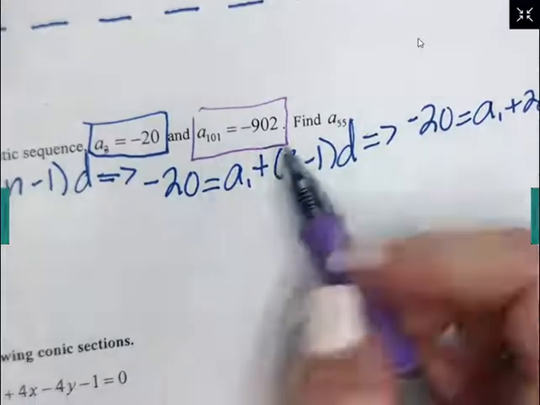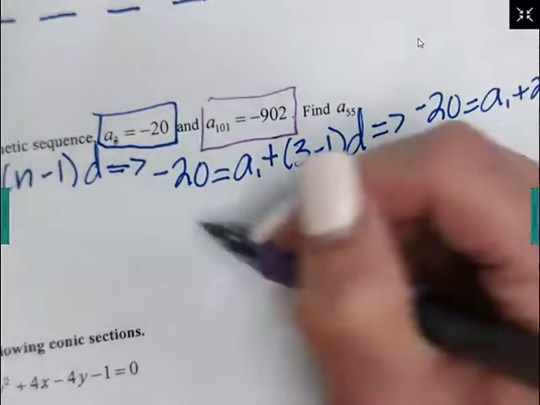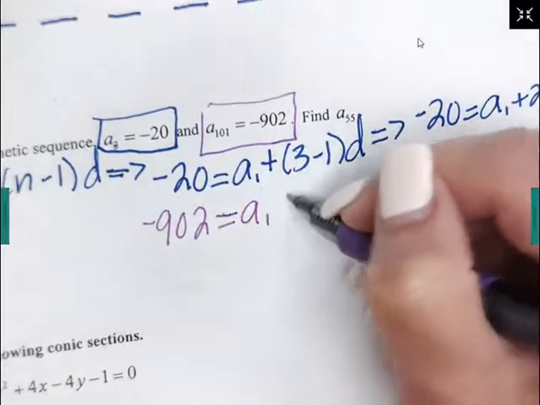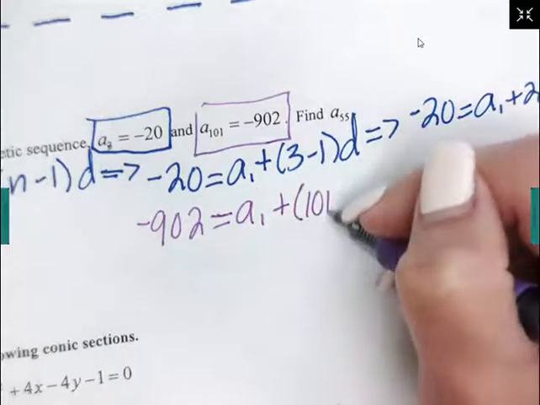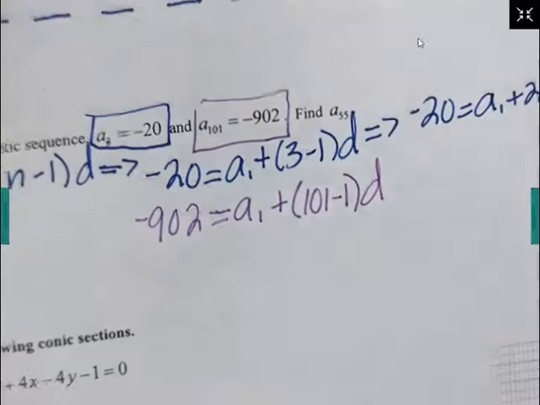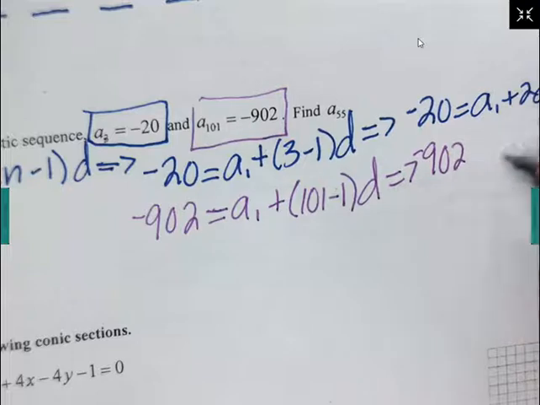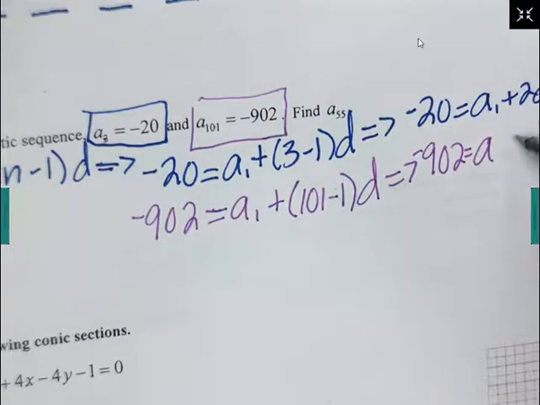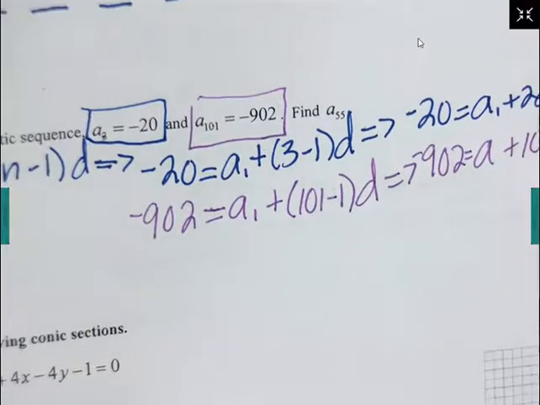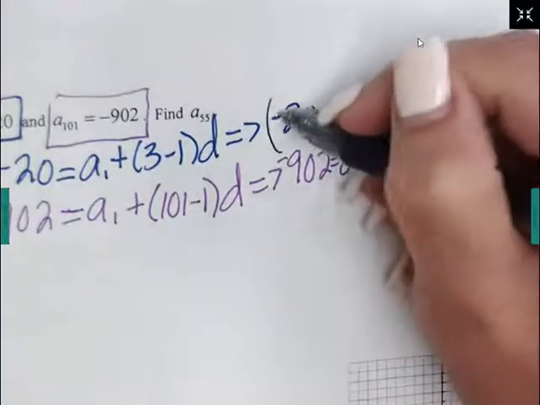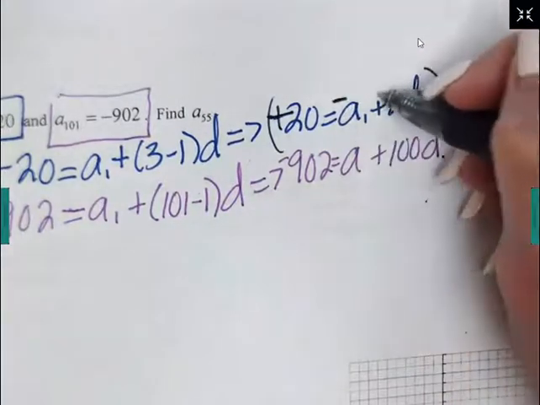Now we're going to do the same thing with a sub 101 equals negative 902. So negative 902 is equal to a sub 1, which we don't know, plus n, which in this case is 101, minus 1 times d, which is our common difference. We can simplify this a little bit by subtracting and multiplying by d, so that's plus 100d. Now we just need to change the signs of one of these two equations. I'm going to change the sign of this first one, so I'm making this a positive, changing that to a negative, and that to a negative.